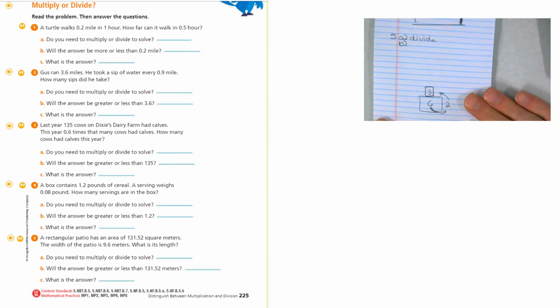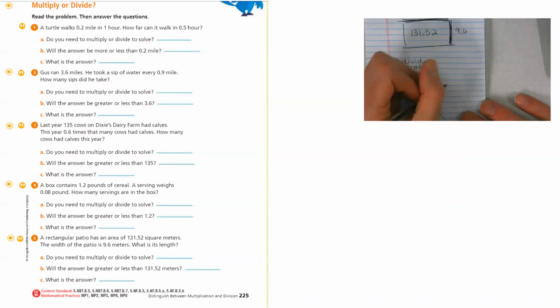5B says, will the answer be bigger or smaller than 131.52? What do you think? If you find area by multiplying the two opposite sides, is this going to be bigger or smaller than this? Smaller, for sure. And then your answer is what? Well, the way we figure it out is we divide.